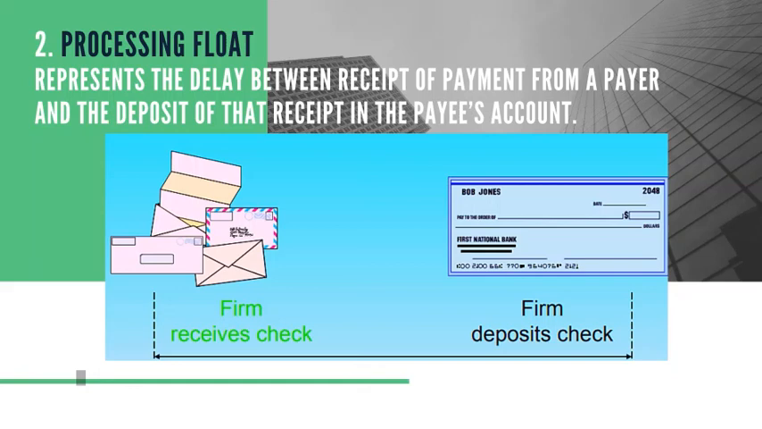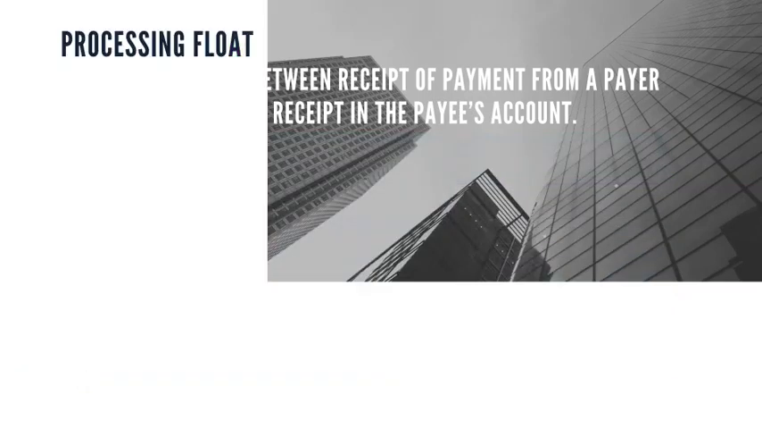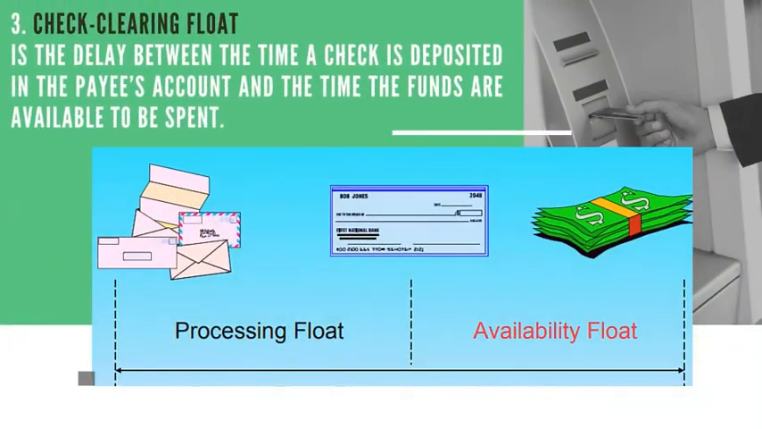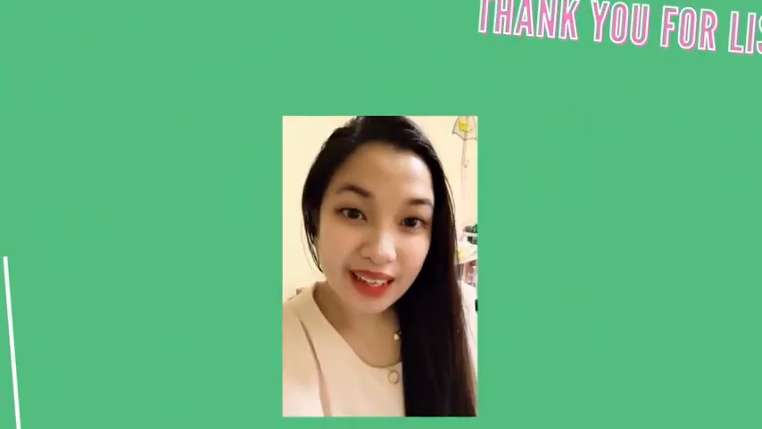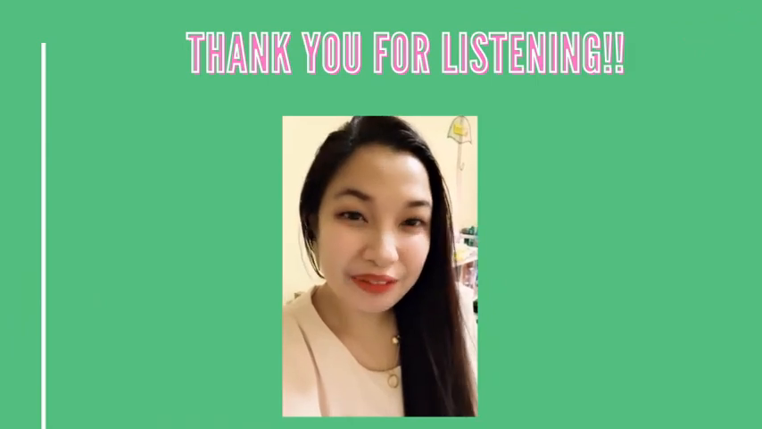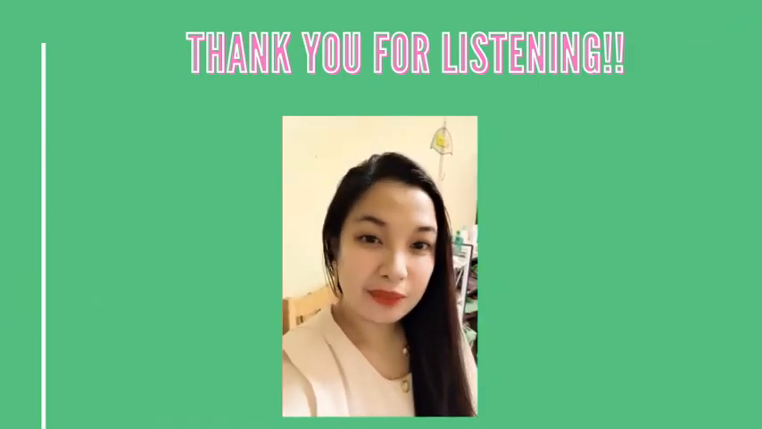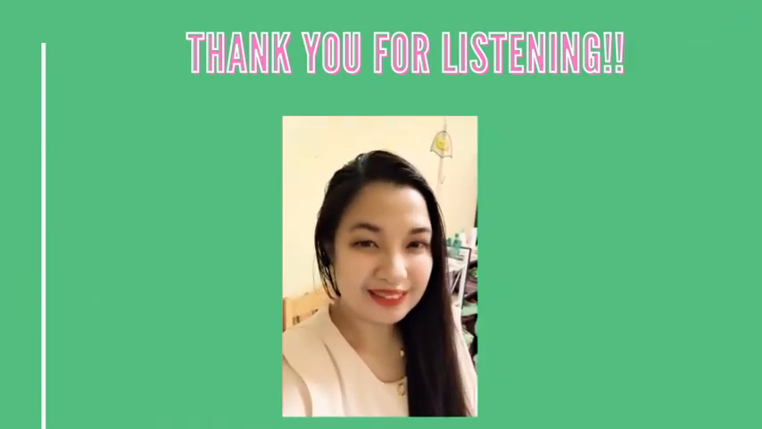The second one is the processing float. It represents the delay between receipt of payment from a payer and the deposit of that receipt in the payee's account. Lastly is the check clearing float. It is the delay between the time a check is deposited in the payee's account and the time the funds are available to be spent.